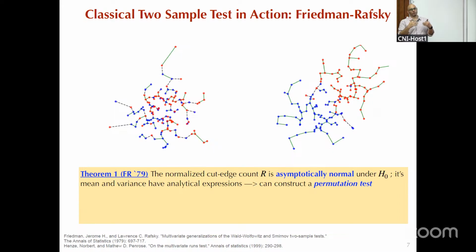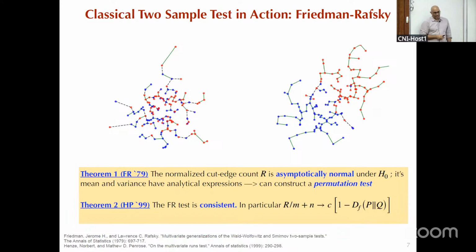So the probability that I'm wrong, you can compute based on the bell-shaped curve, and you know how to do this. So this was a pretty big deal. It's a big result from the late 70s. And then Henze and Penrose showed that the FR test is actually consistent.